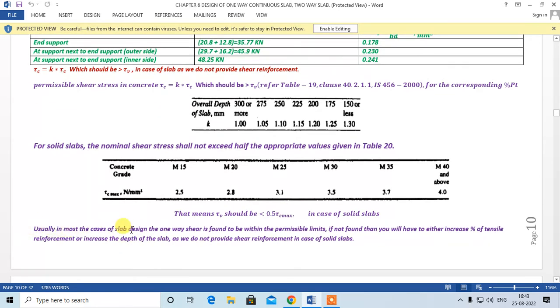Usually, in most cases of slab design, one-way shear is found to be within the permissible limit. If not, then you will have to either increase the percentage of tensile reinforcement or increase the depth of the slab, as we do not provide shear reinforcement in case of solid slabs. So this is very important.